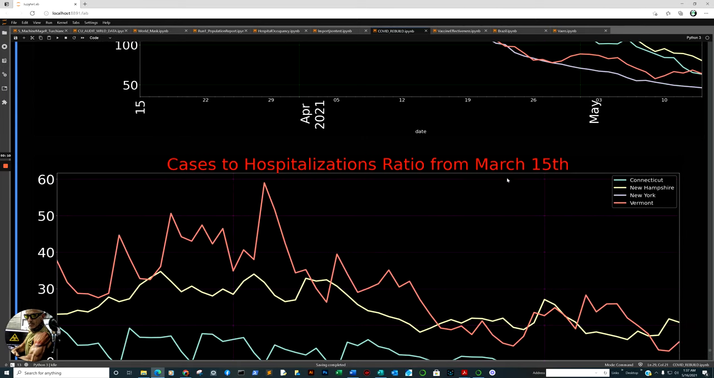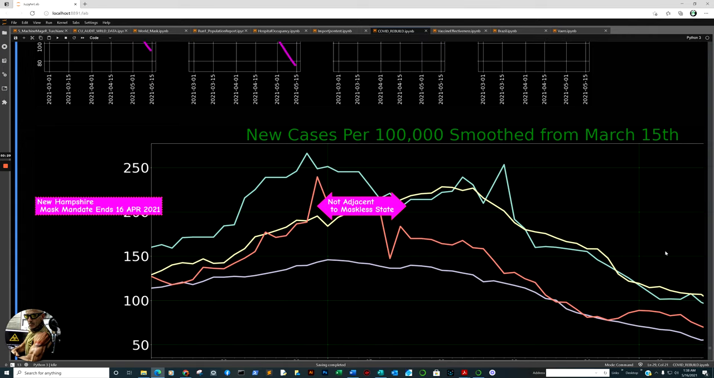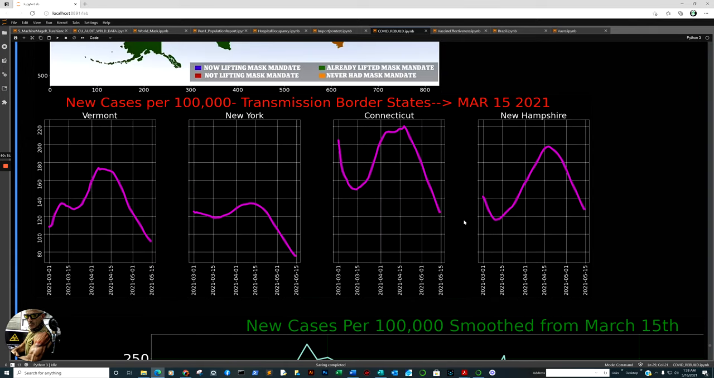because now most of the other states don't have them. So let's look at case hospitalization. Oh, this is New Hampshire, working backwards. New Hampshire dropped their mask mandate on April 16th. See? And again, it takes 2 weeks for a COVID exposure, if someone has it, to start showing signs and symptoms. Look at that. Nope. All right. And then case per million.